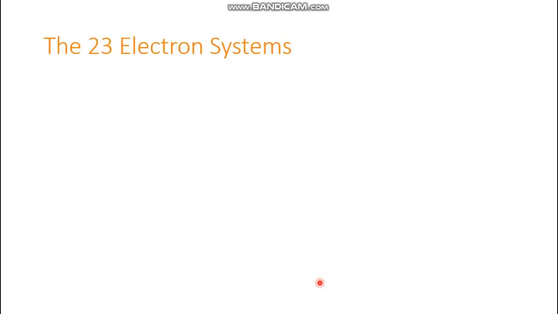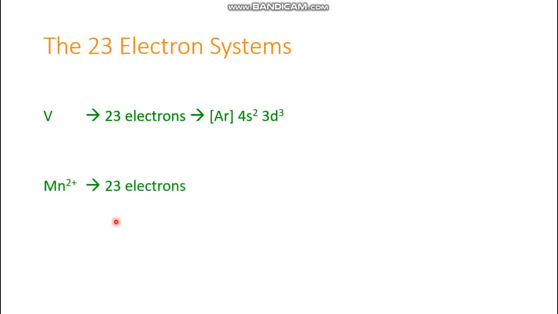And now comes the 23 electron systems. Vanadium has 23 electrons and it has the electronic configuration argon 4s2 3d3. Similarly, manganese has 25 electrons and it has electronic configuration argon 4s2 3d5.